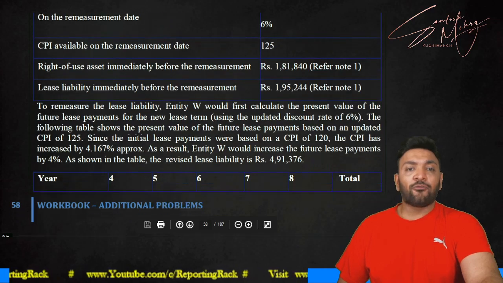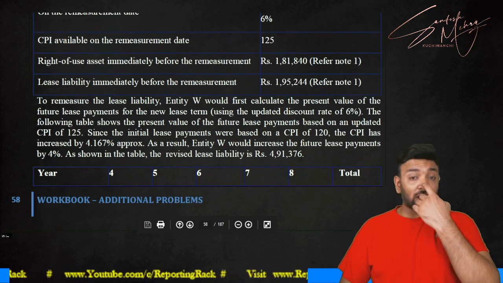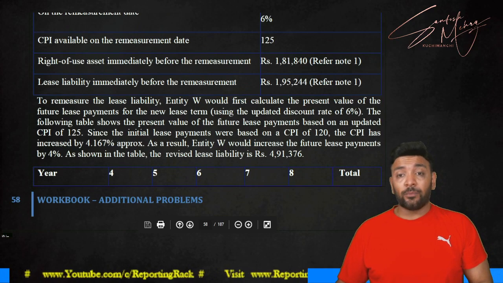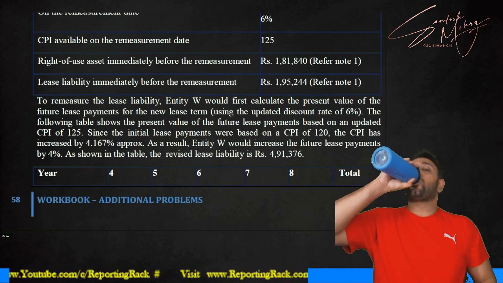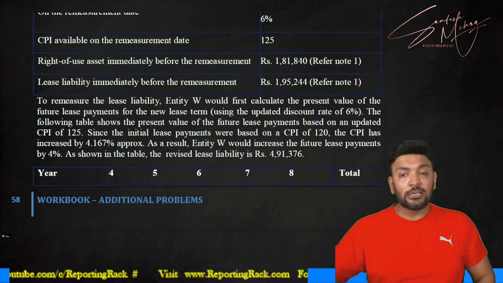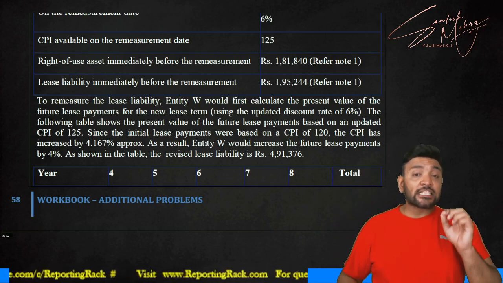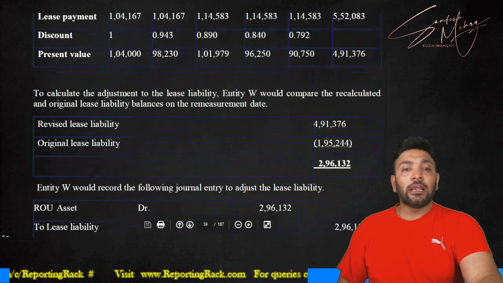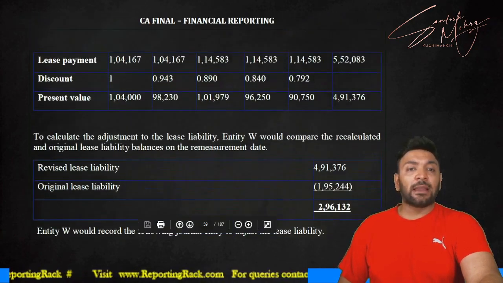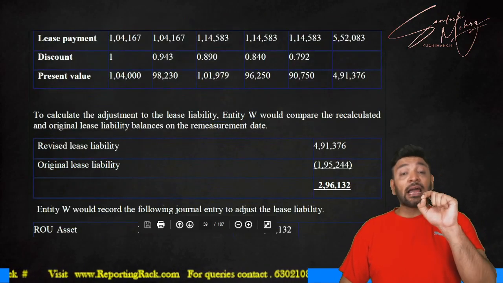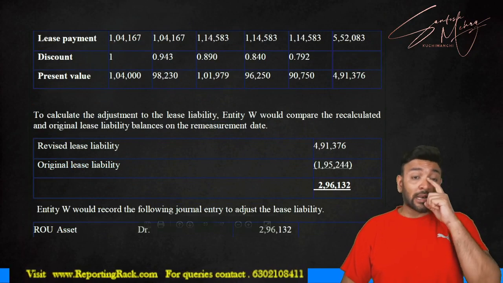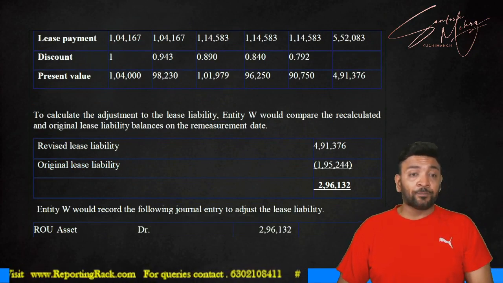Right of use asset before the commencement of lease is 1,81,840. This is correct, what we got. It will also differ because of the initial measurement. If you look at the revised liability also, the amounts are correct: 1,04,167, 1,14,583. These amounts are correct. But observe the discount factors.